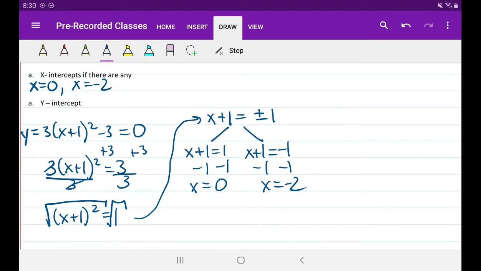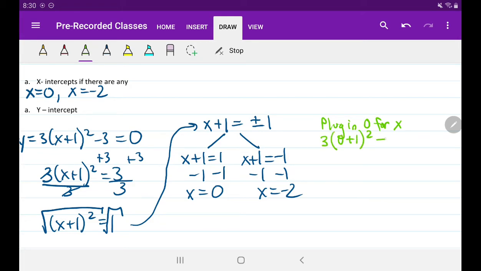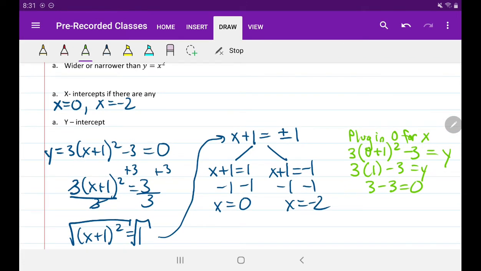So we can run through a similar type of process. Right, we can leave it in the form that it's in, okay? And then, again, we can just plug in 0 for x. So I'm going to have 3 times 0 plus 1, the whole thing squared, minus 3. And this will give me my y-intercept, right? So 0 plus 1 is 1. 1 squared is just 1. Simplifying that, I have 3 minus 3, which is 0. So your y-intercept is 0. So we can go ahead and fill that in over here.